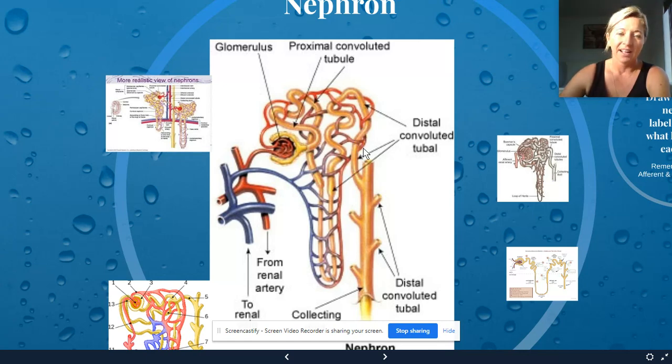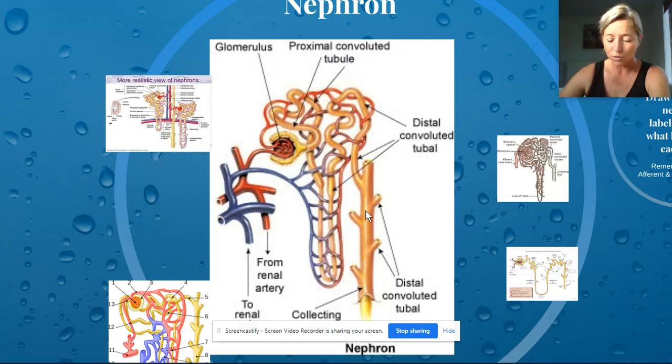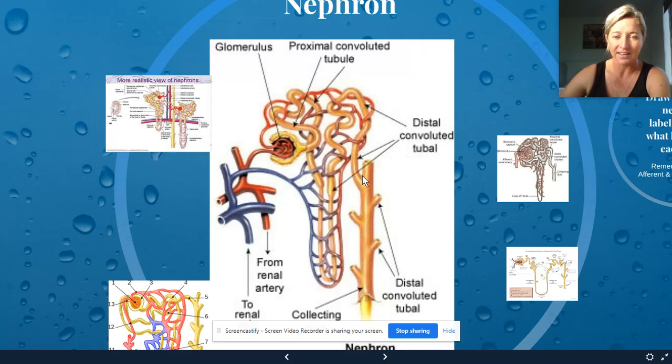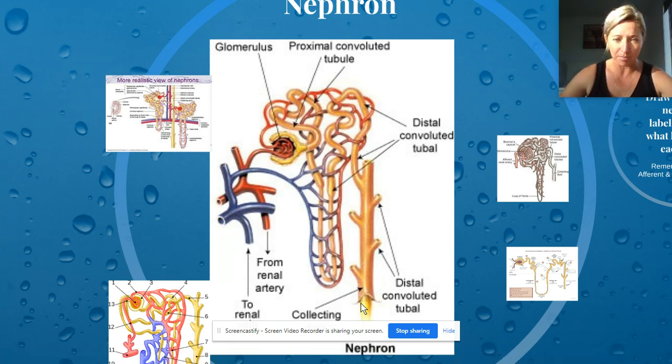At the end of the distal convoluted tubule, all the filtrate leaves and comes into a larger tube called your collecting duct. Cool. So you've labelled some of the nephron. We're just going to go on and label a little bit more. So that was just the nephron tube.